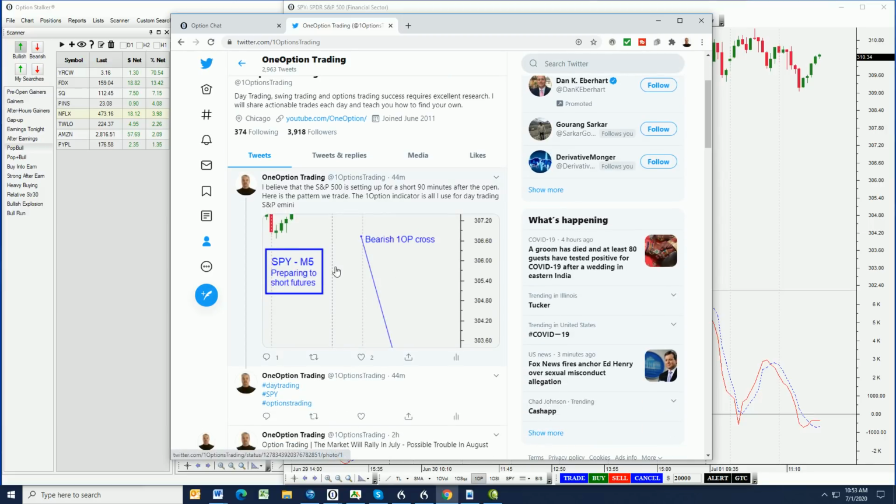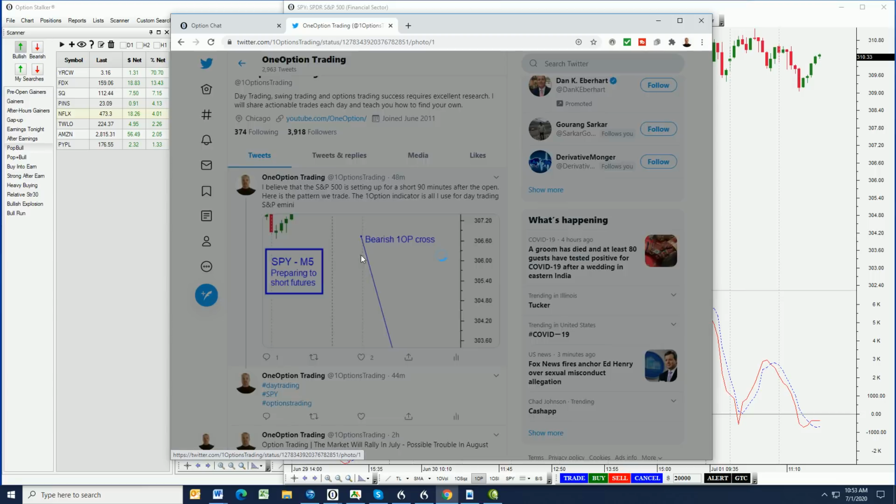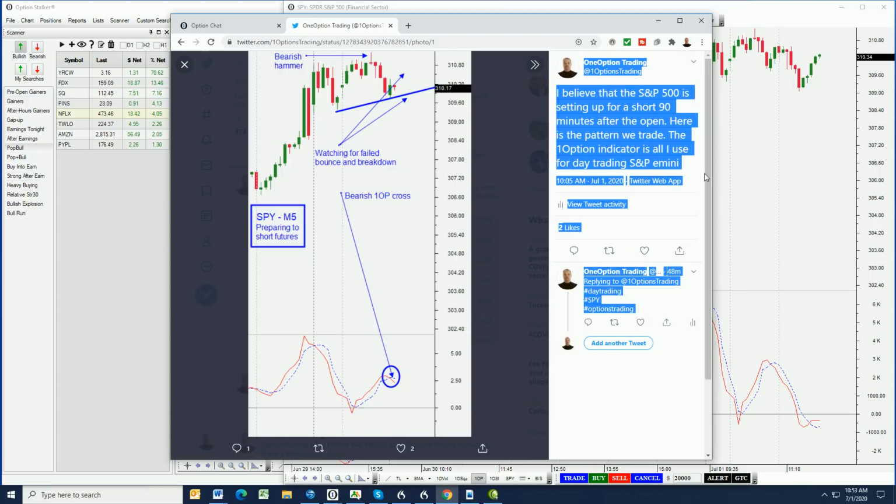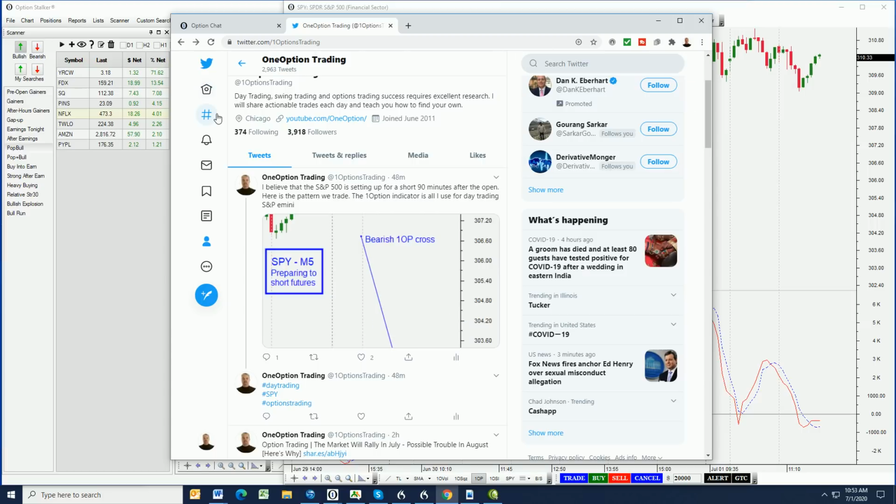And right here, you can see exactly the chart that I was referring to earlier. Let's see if we can bring that up. Here's the chart that I was mentioning. Bearish hammers, upward sloping trend line. Watch for a failed bounce and a breakdown. Okay, it's exactly what I just mentioned to you. We had that bearish 1OP cross. This is the type of information that you'll get there. That was worth a 7-point gain on the S&P 500 futures.